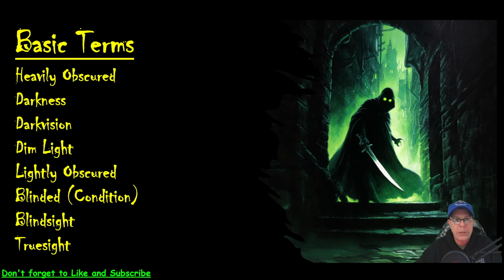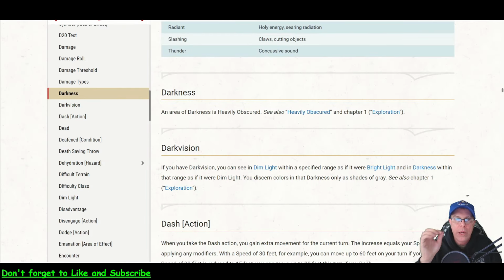The next term we're going to talk about is darkness. So let's go ahead and talk about that. Here's darkness. An area of darkness is heavily obscured. Okay, and then it tells you to see heavily obscured. So darkness is a kind of heavily obscured or heavy obscurity. It is a kind of it, but not all heavily obscured is darkness. Remember that. So heavily obscured says if you're looking at something within a space, or you're in it, which means you're looking at it, then you have the blinded condition, okay?